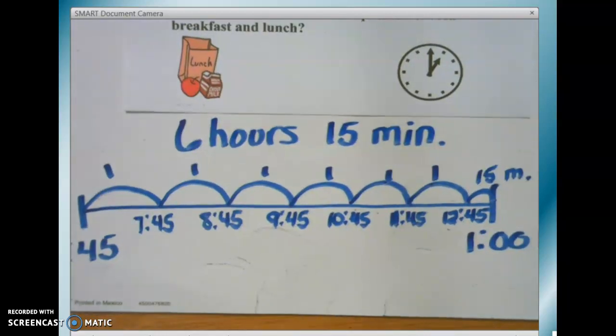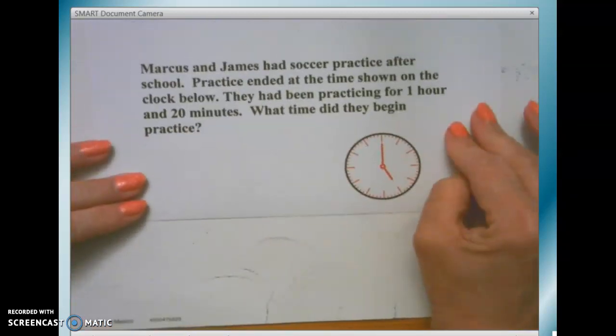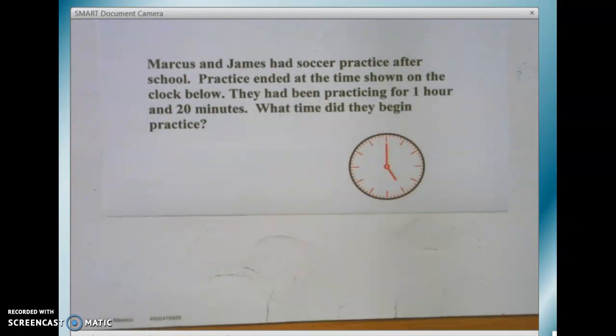All right, we're going to try one more, and then you're going to be trying some on your own. Marcus and James had soccer practice after school. Okay, practice ended at the time shown on the clock below. They had been practicing for 1 hour and 20 minutes. Ooh, what time did they begin? Now I have to find the start time. What time did they begin?